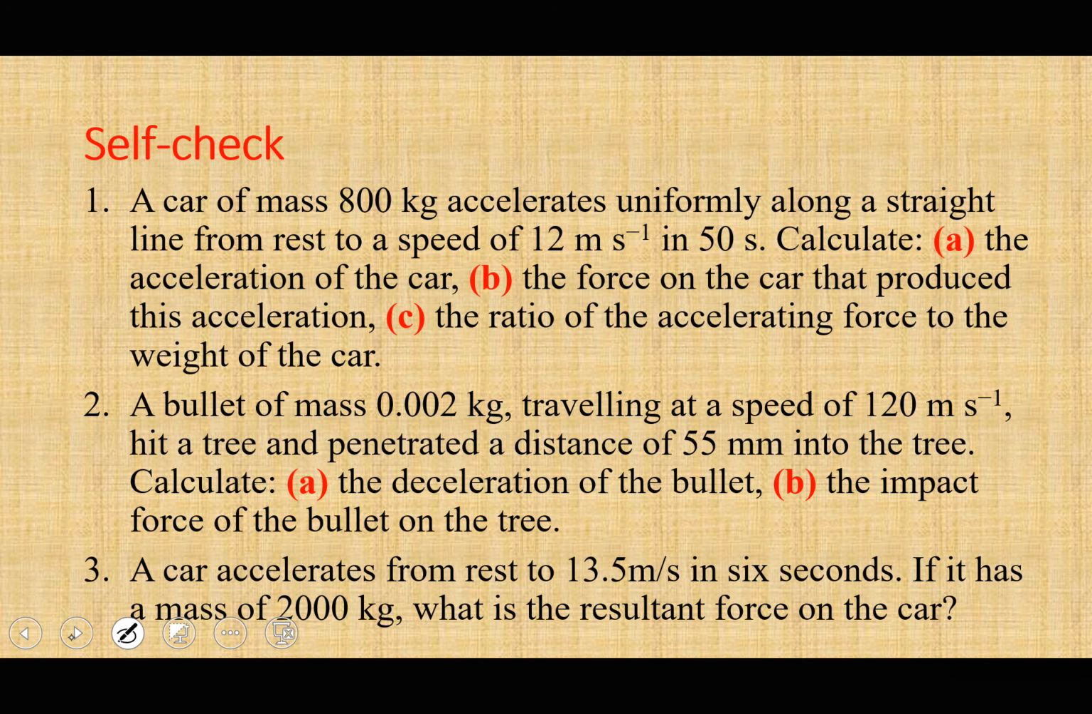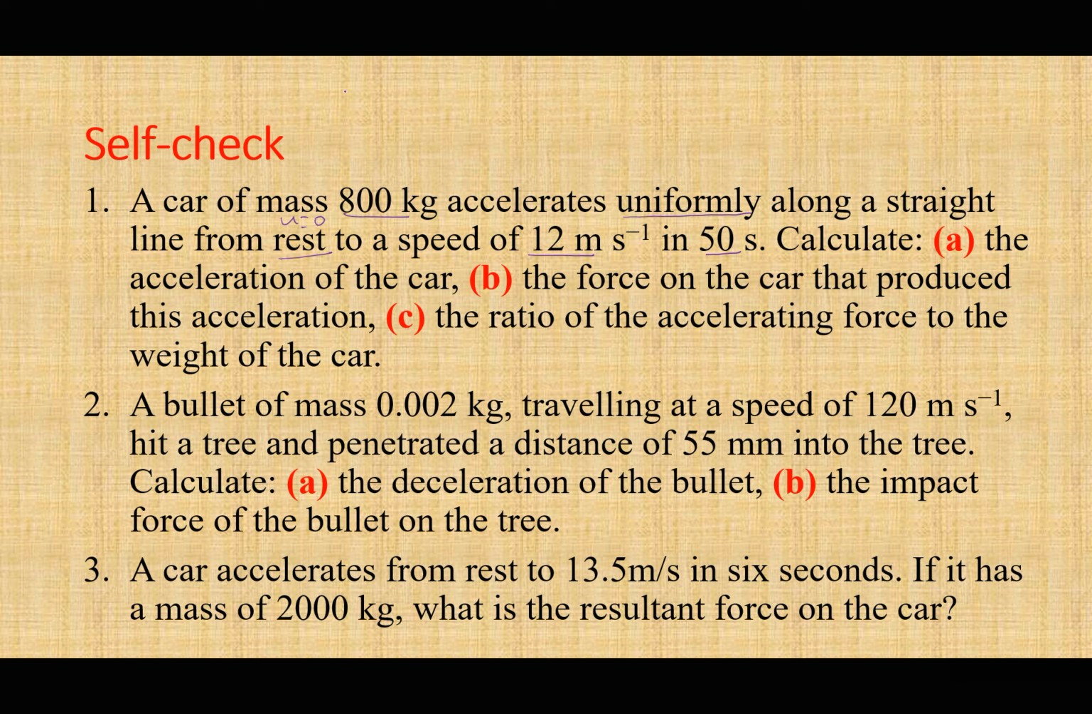I may give a hint. A car of mass 800 kilograms accelerates uniformly. That means the acceleration is constant along a straight line from rest, which means initial velocity is 0, to a speed of 12 meters per second in a time of 50 seconds. Calculate a, the acceleration.